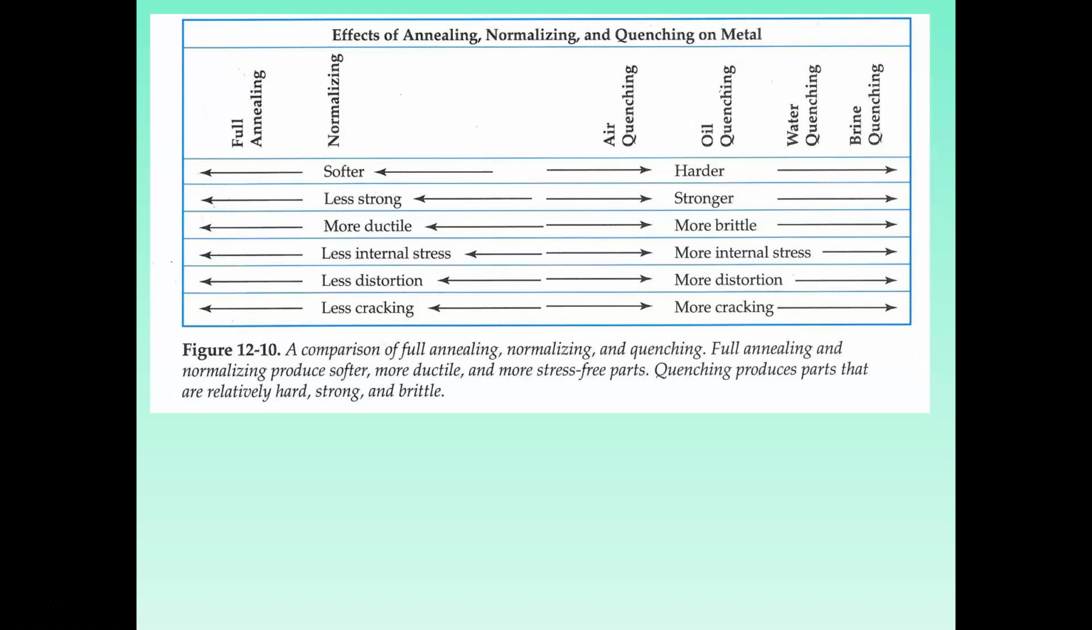Remember, full annealing and normalizing produce softer, more ductile, and more stress-free parts. Quenching produces parts that are relatively hard, strong, and brittle. And that concludes this portion of the lecture.